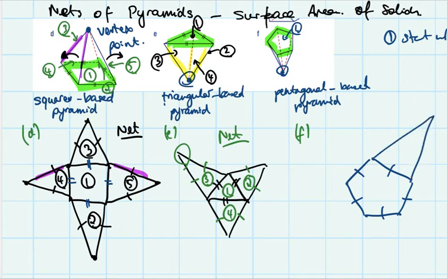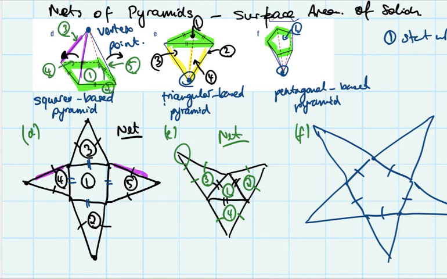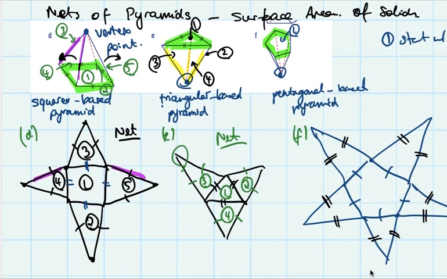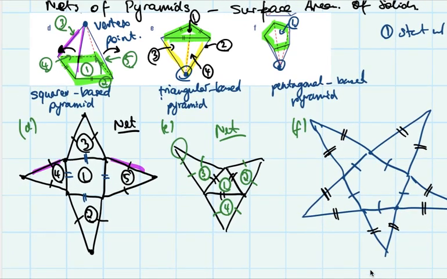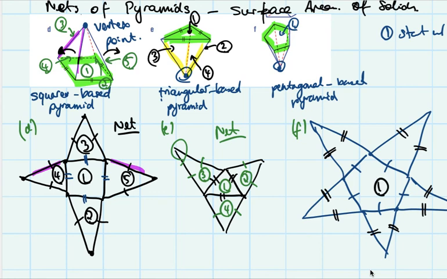1, 2, 3, 4, 5. And then we know that all of these will be equal. So I'm going to use double dashes for that. And then we have it. We've got our pentagonal based pyramid, and that's the net for that one there with a base like that. So overall, this is how we draw nets of pyramids.